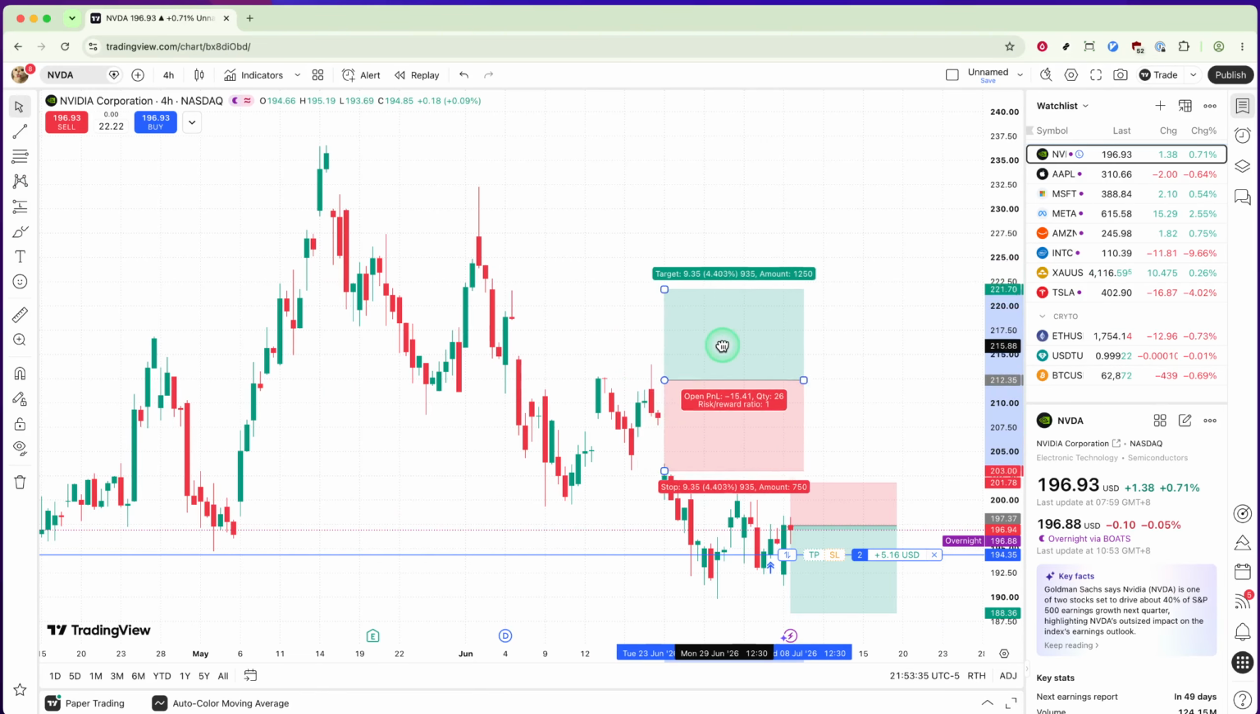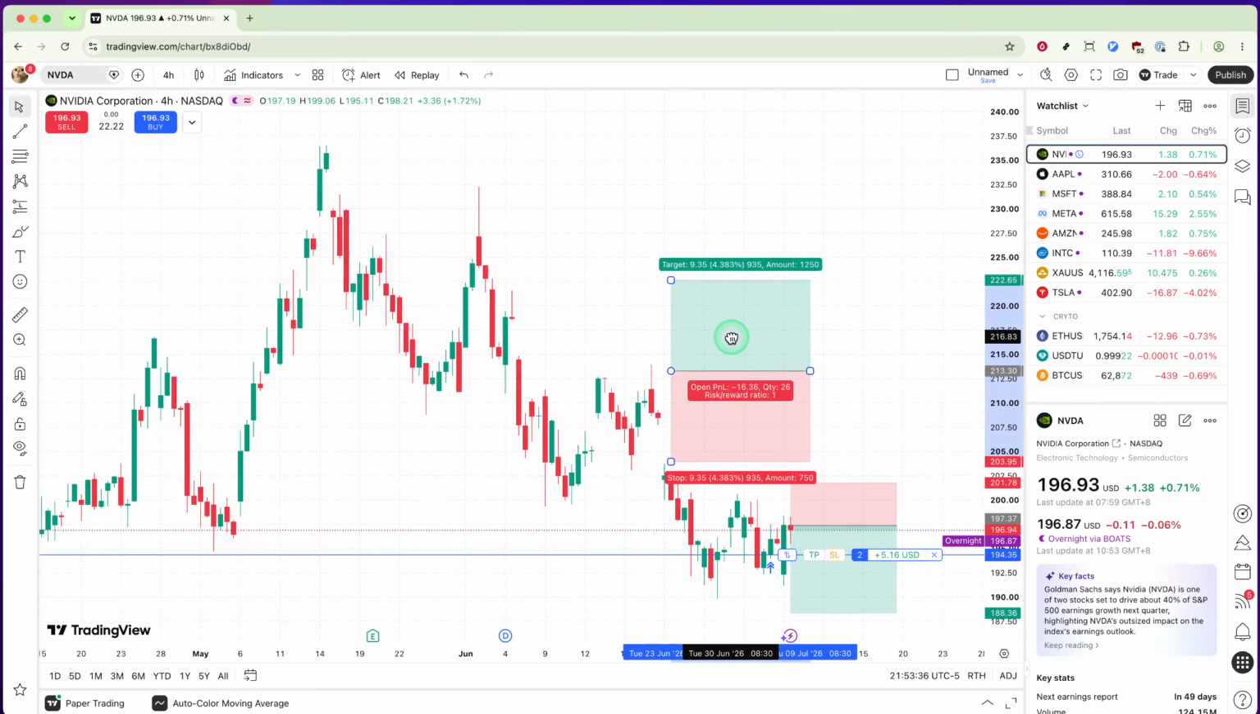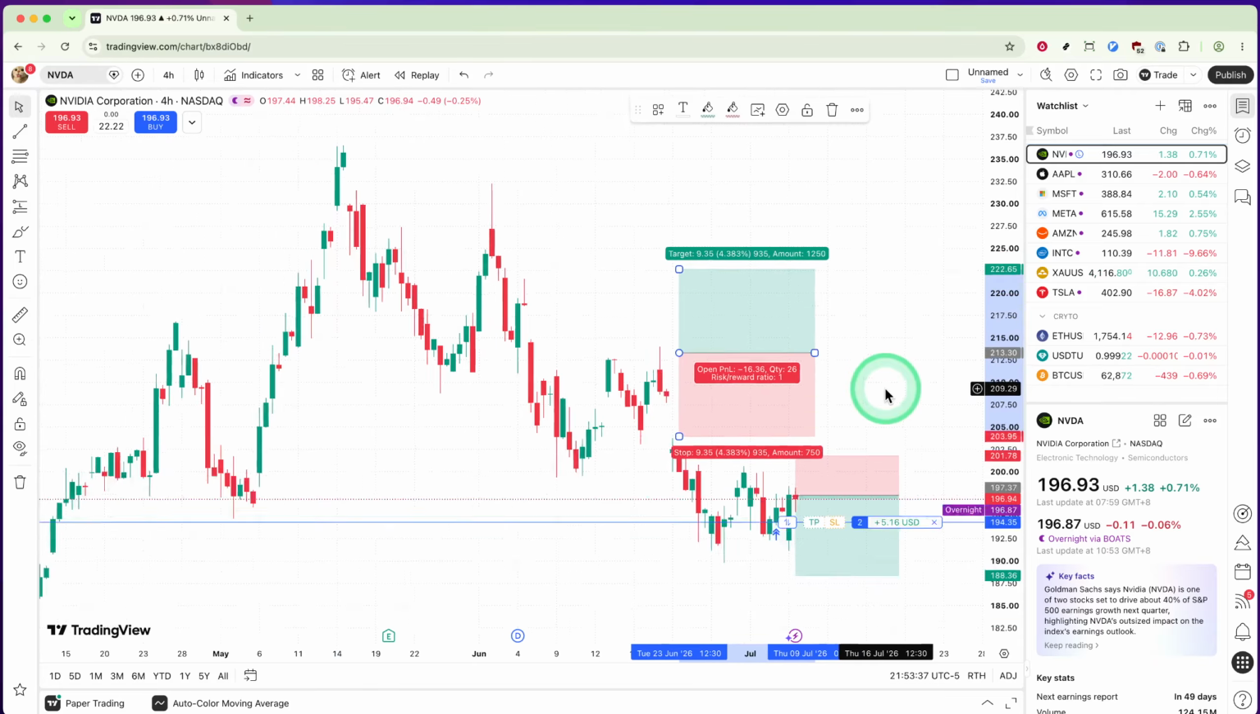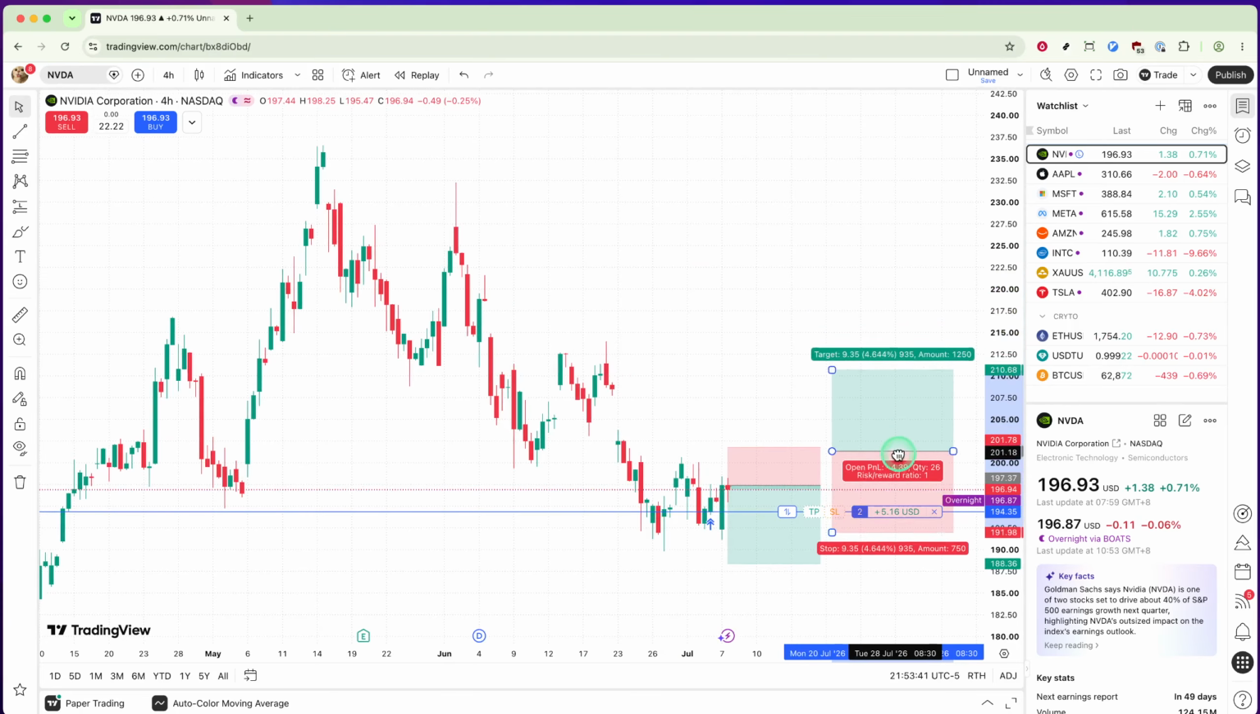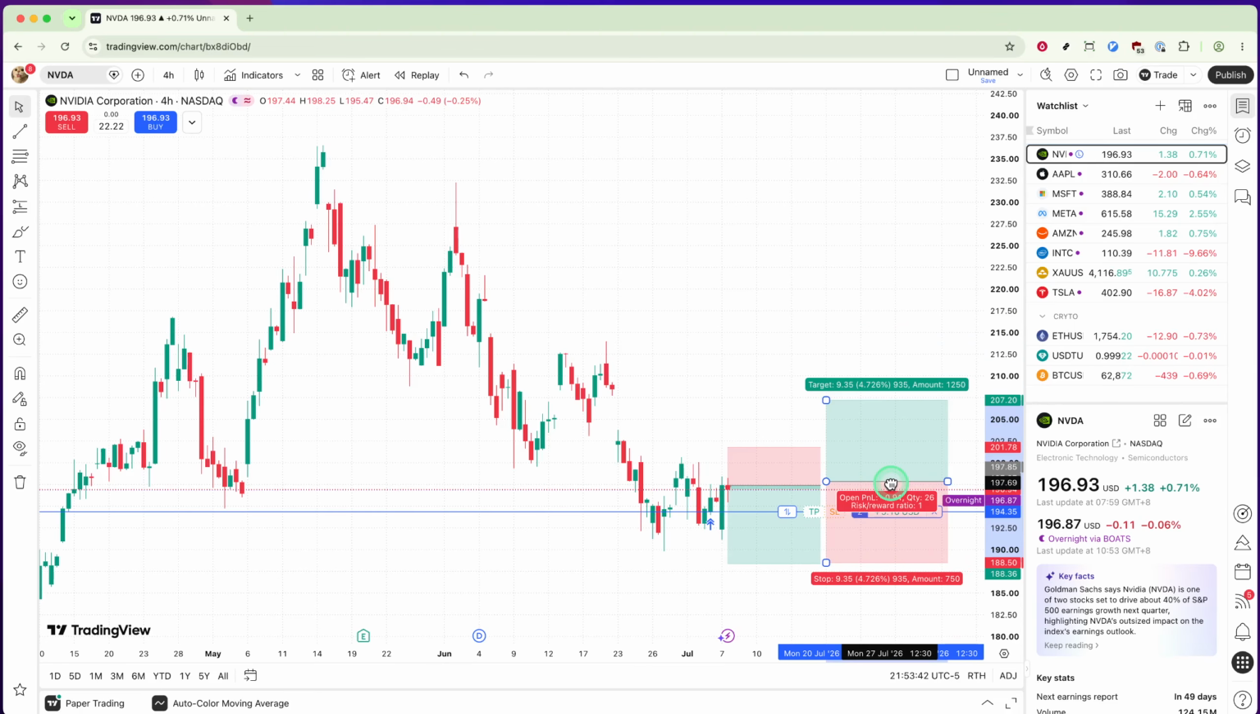Finally, let's talk about the benefits of using the position tool. First, it helps you maintain discipline by preventing you from taking excessive risk on any single trade. By sticking to a consistent risk percentage, you can protect your account from large losses. Second, the tool's automated calculations simplify the process of determining position sizes, ensuring your trades are sized correctly every time. And third, the visual representation of risk versus reward allows you to make more informed decisions. By seeing the potential downside and upside side by side, you can evaluate whether the trade aligns with your strategy and avoid emotional decision-making.